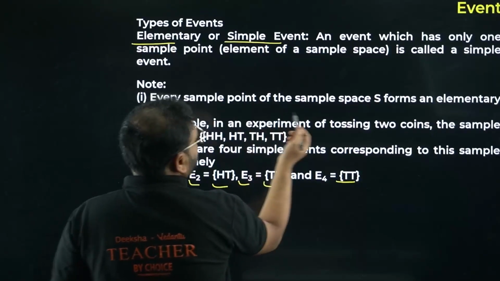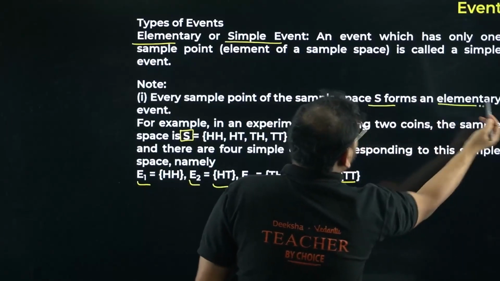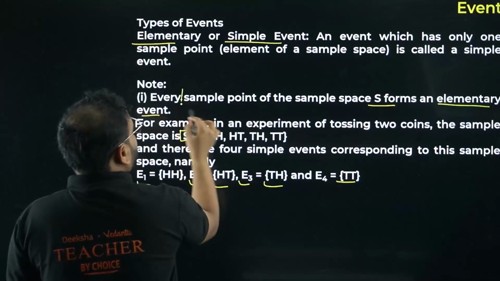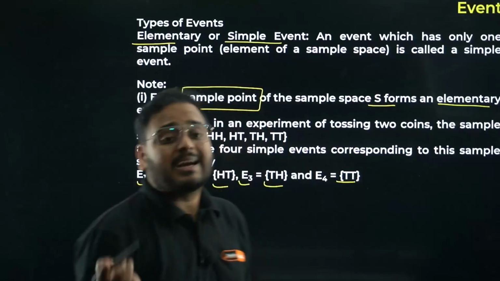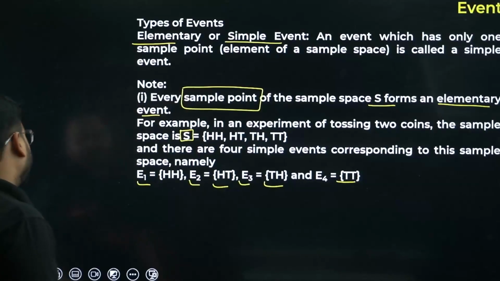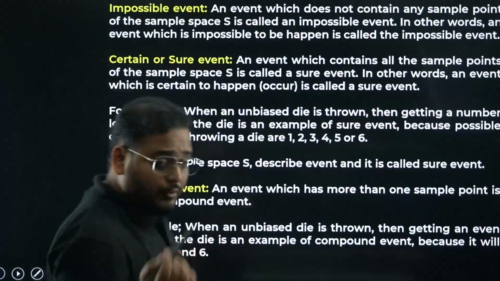Every sample point of the sample space S forms an elementary event. Every point will have one event associated with it, and we'll be calling that an elementary event. Okay, very simple.